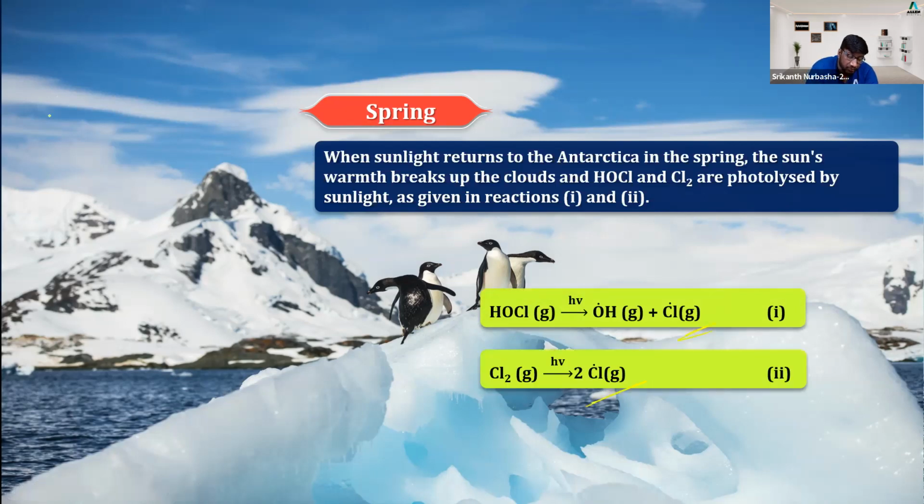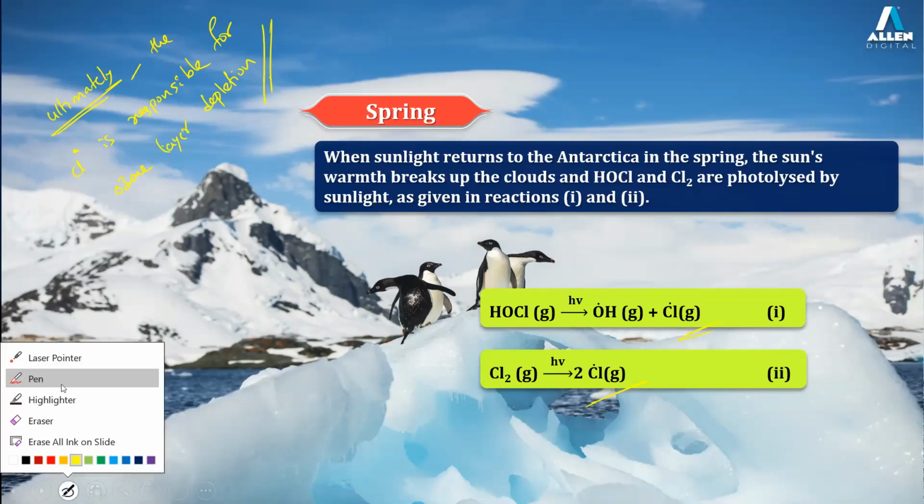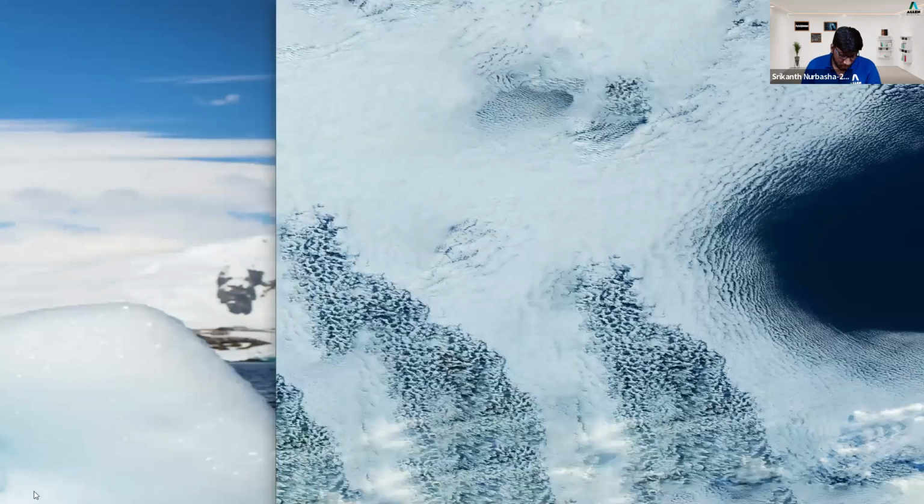Ultimately, what you can say, students? Whatever might be the season, the Cl dot is responsible for ozone layer depletion. Is that point clear to everyone or not? Yes, right. Very good. The chlorine radical that's formed initiates the chain reaction for the ozone depletion. So they are responsible for the depletion of ozone layer. And this is nothing but the ozone hole.